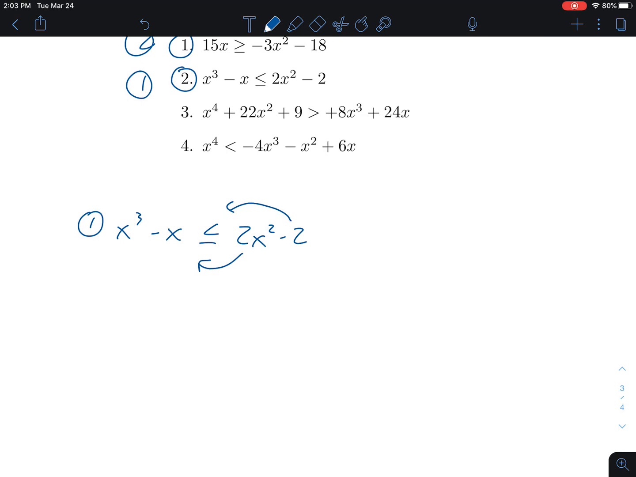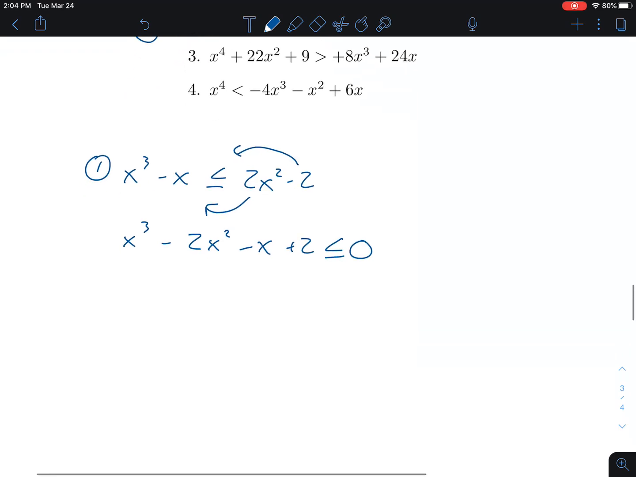I need it to be a 0, so I got to bring this over, and I got to bring that over. X to the third minus 2x squared minus x plus 2 is less than or equal to 0. All right, so I have it now set up. So I have a 0 on one side of my inequality, and then all the terms on the other side.